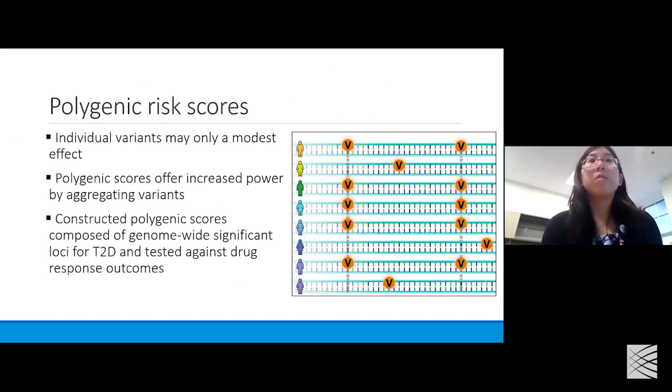The field is also moving more towards polygenic risk scores, where we can aggregate many variants across the genome, which can provide increased power because individual variants only have a modest effect. In our cohort, we looked at polygenic scores comprised of genome-wide significant loci for type 2 diabetes risk and tested against drug response outcomes. The thought is that people who have an increased risk have the most to gain from therapy, and we might postulate that they might notice a difference by genotype there.